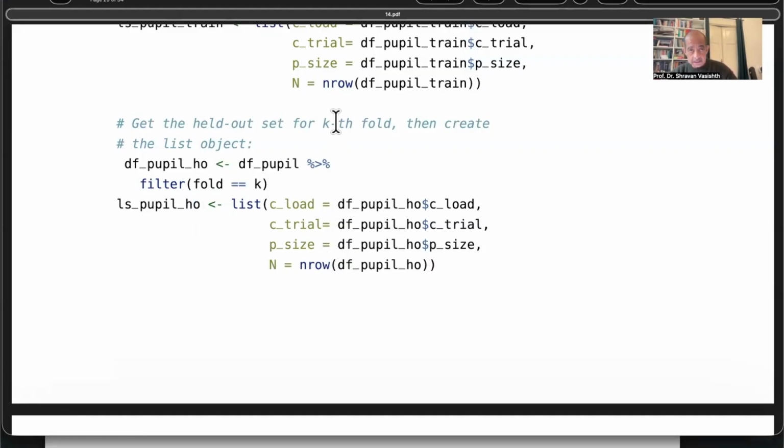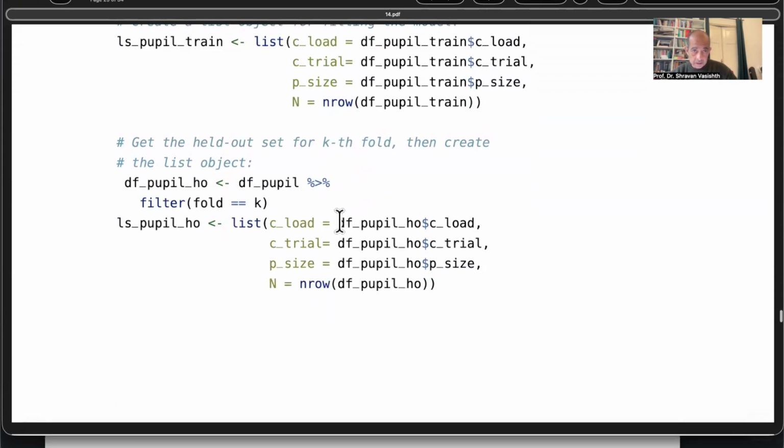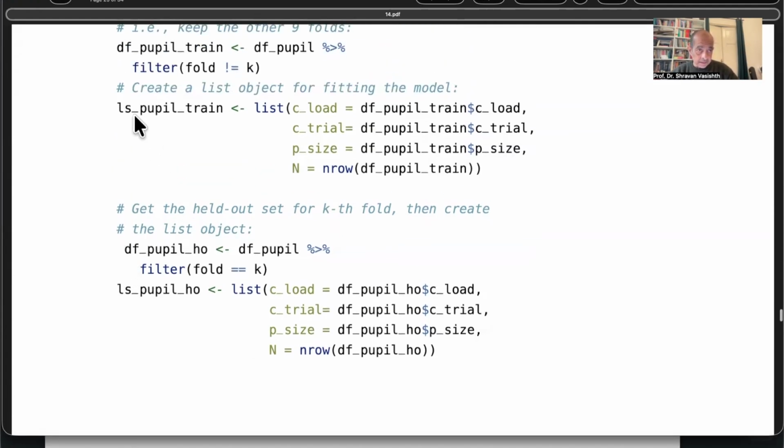Okay. It's just like the training setup, except we are working with a different data frame now. A data frame containing only 4 data points. Okay, for the first fold. Okay, so there will be only 4 data points here. Yeah, right. So this is the dependent measure. 4 data points, and n will be 4 because the number of rows will be 4. That's the difference between the list object for the training data and for the held out data.